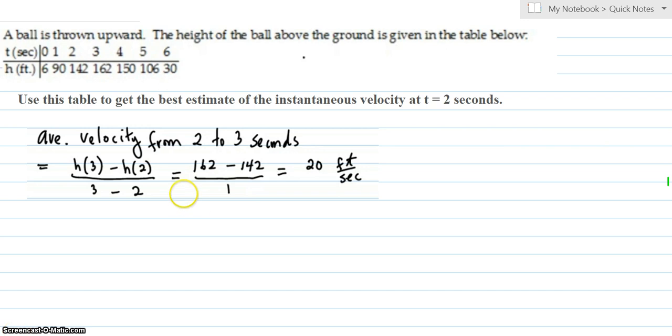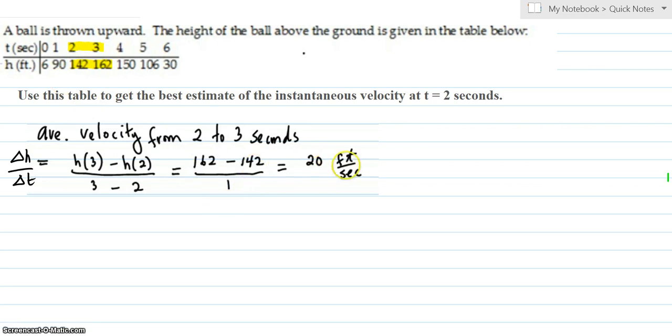And we did this in the last video by looking at the average velocity from 2 to 3 seconds. And we looked at the change of h over the change of time. So it was h of 3 minus h of 2 over 3 minus 2. So we just looked at the 162 minus 142 over 1, which was 20 feet per second. And we got this by using d equals rt. We're solving for r, d over t, where d was the height. So that's what we did last time.